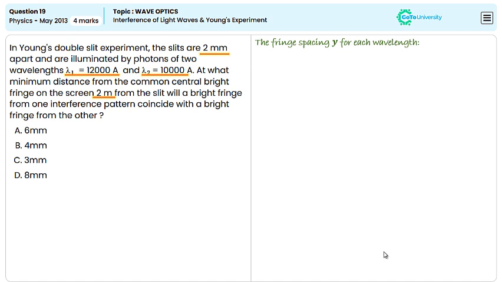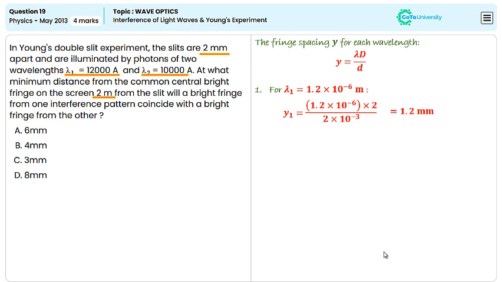Let's first calculate fringe spacing. The fringe spacing y for each wavelength is given by y is equal to lambda D by d. So for lambda 1 is equal to 1.2 into 10 to the power minus 6 meters, we have fringe spacing y1 is equal to 1.2 into 10 to the power minus 6 into 2 divided by 2 into 10 to the power minus 3. Where in the numerator we have lambda into D, with D being 2 meters, divided by small d. Small d is nothing but the distance between the slits. Thus on solving, we get y1 is equal to 1.2 mm.